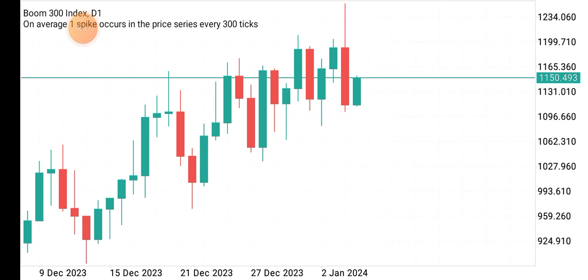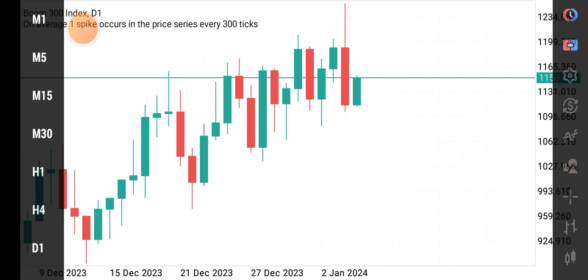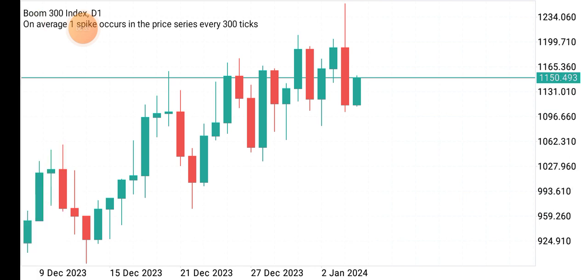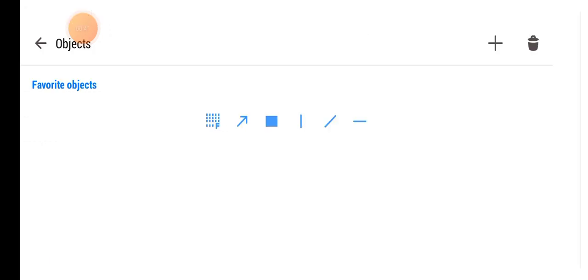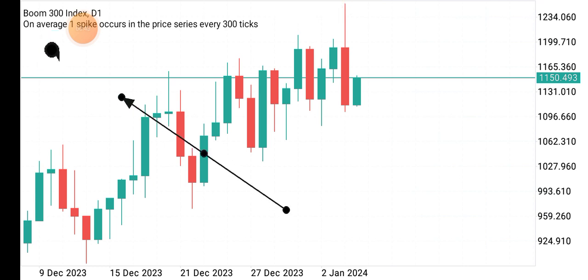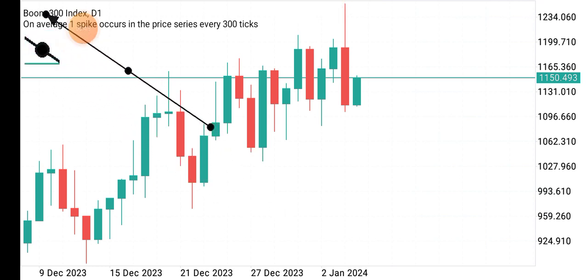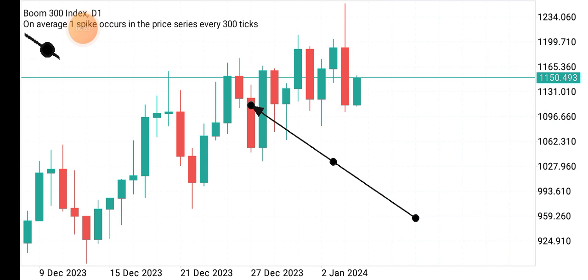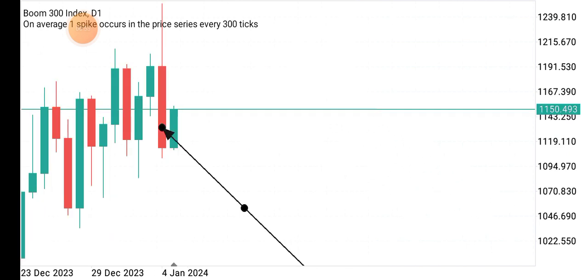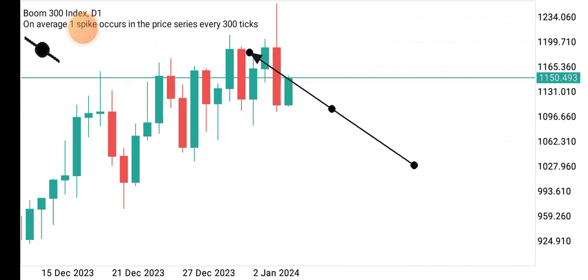I'm talking about the strategy I shared on this channel regarding the daily candlestick, how I will use the daily candlestick close to determine where to enter the market or where to enter a trade. In that video I used Boom 500 to do the explanation, but in this video I'm going to use Boom 300. As you can see on my screen, I'm on Boom 300 and on the daily time frame as usual.